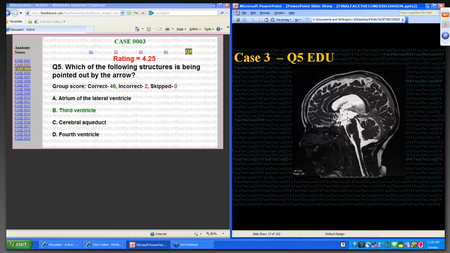And then you can see here, this is the floor of the third ventricle. Sometimes in patients with hydrocephalus, the surgeons will come in and actually make a little hole at the floor of the third ventricle so that there is a separate egress of cerebrospinal fluid.